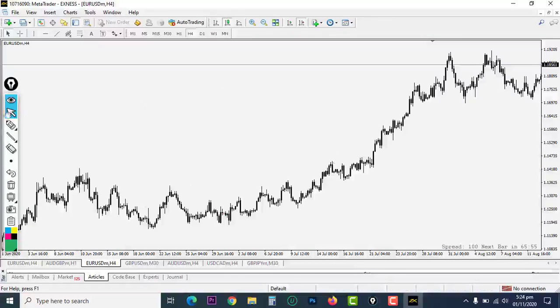Now you can also find the minor resistance right here, when the market is creating higher highs and higher lows. This is a new high, a new high, a new high.